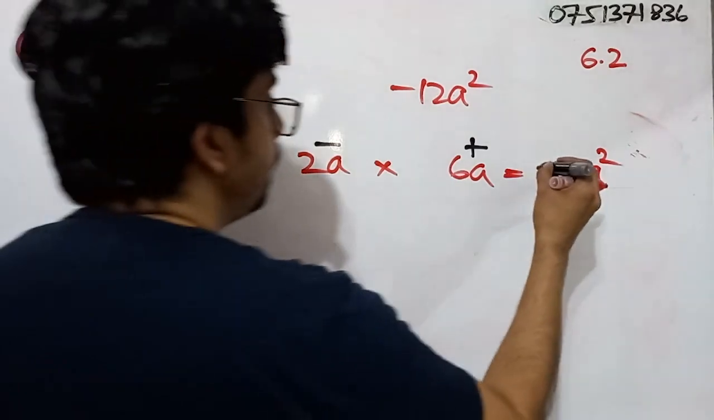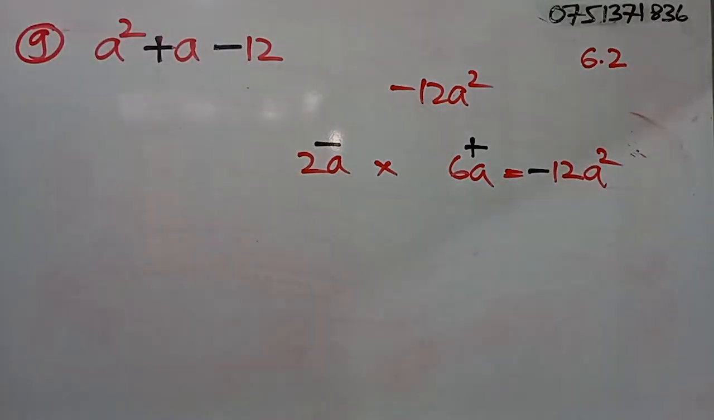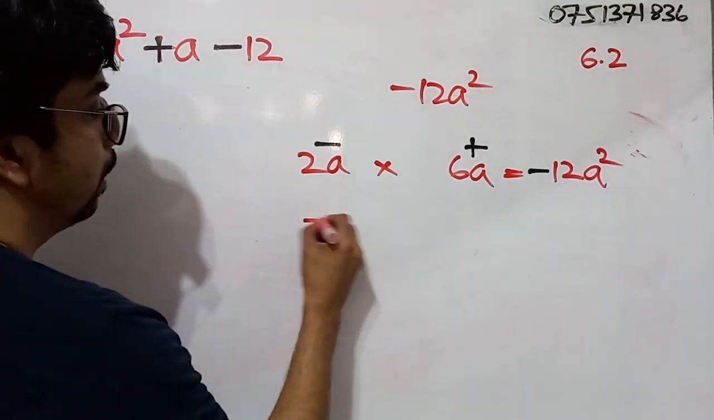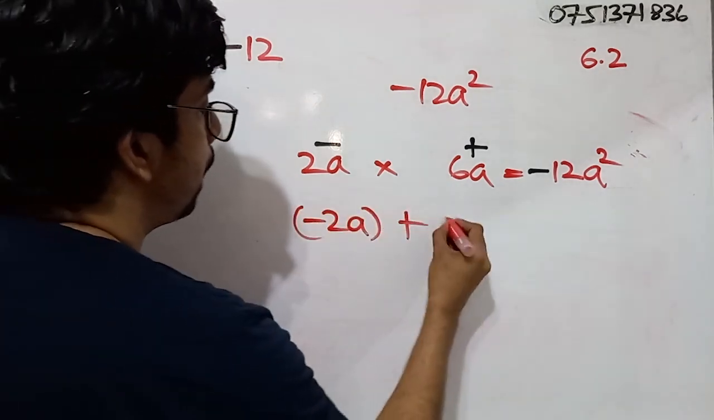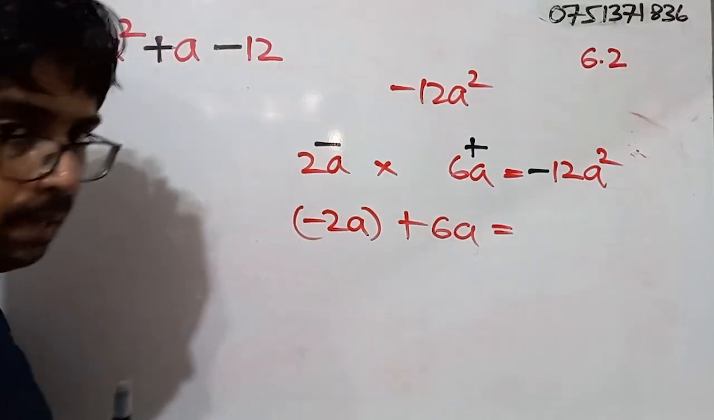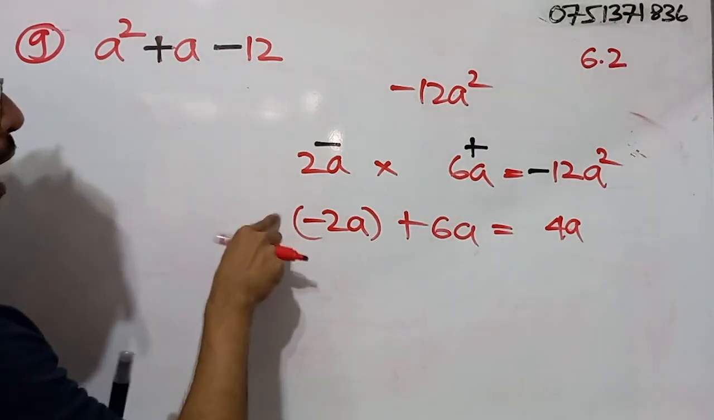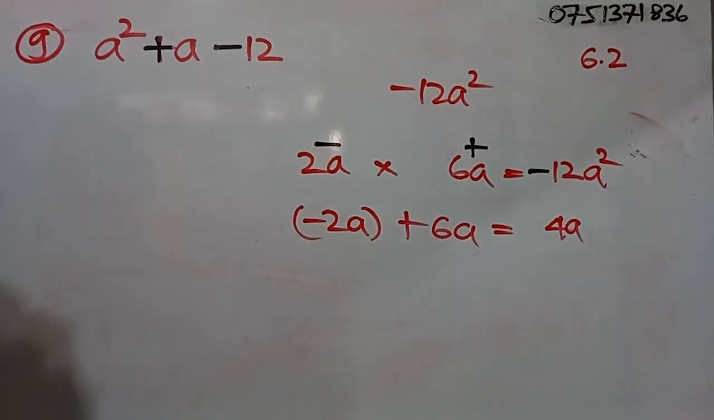So when we multiply these two, we get what? Negative 12a squared. When we add them, what happens? Negative 2a plus 6a. Do we get the middle term? No. What do we get? 4a. That means we can't consider these two factors.